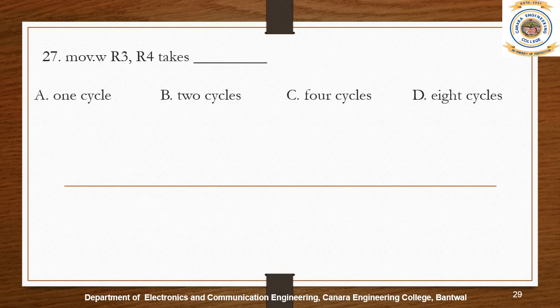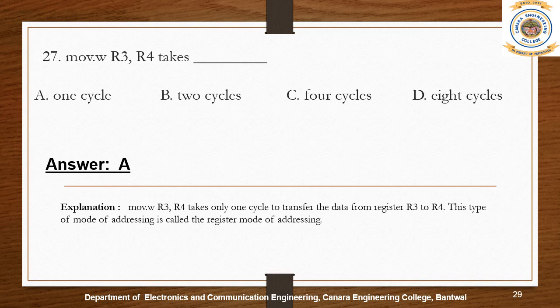However, we know that different instructions take a different number of cycles to execute. This particular instruction, MOV.W R3, R4, copies the content that is present in R4 to R3. This happens within the processor, so it takes only one cycle. This type of addressing is also called the register mode of addressing, where the source and destination are registers.